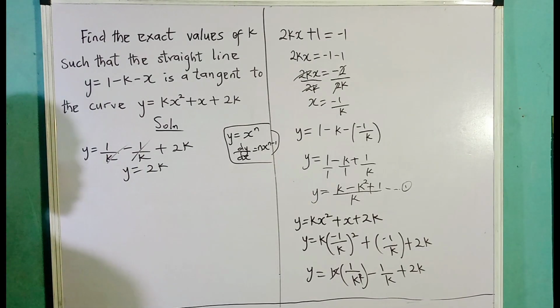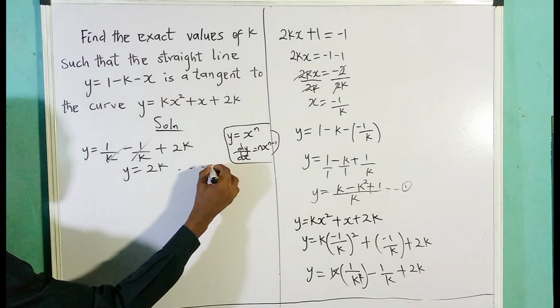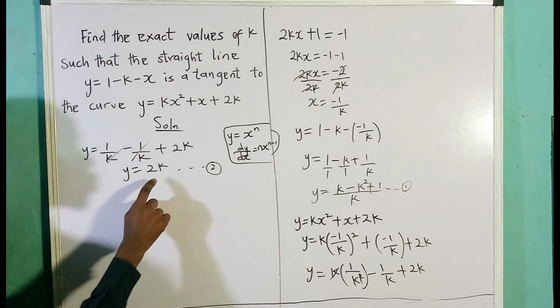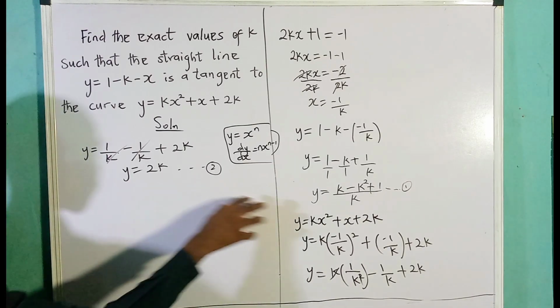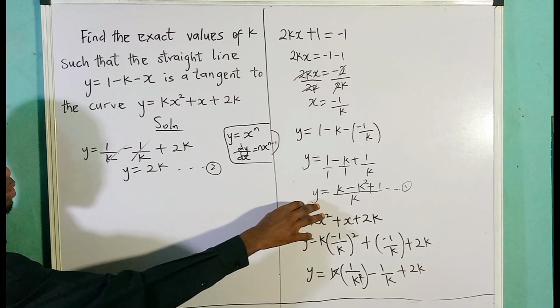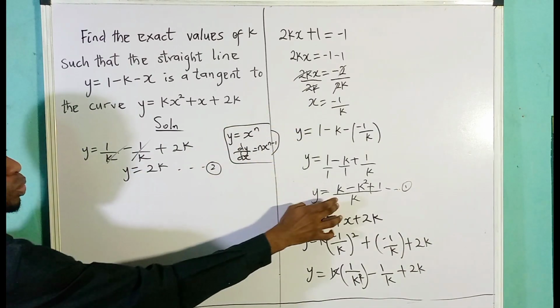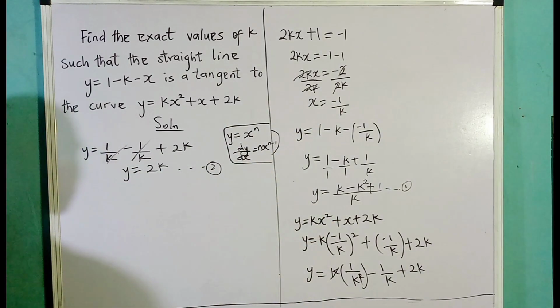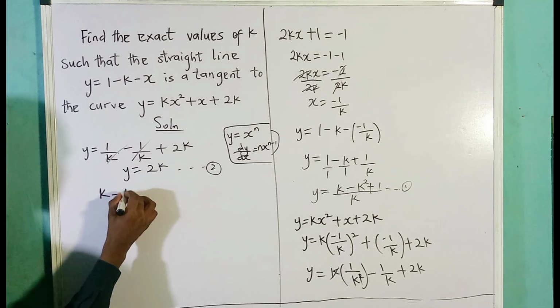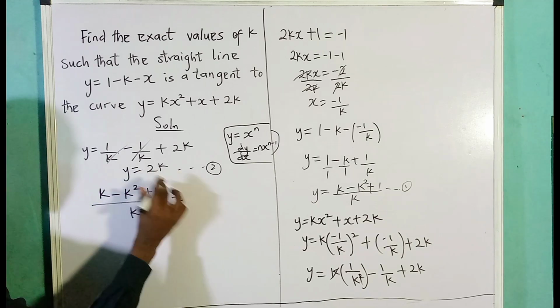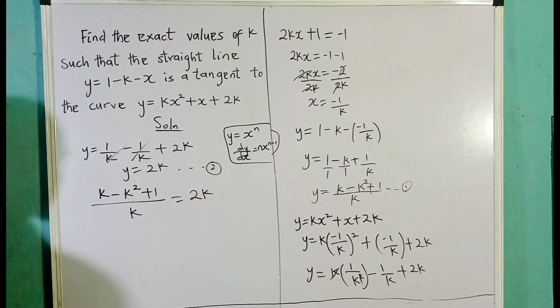So now what I'm going to do is, I call this equation 1, right? I'm going to call this 2. What I'm going to do is to equate this equation to this. The both of them are the values of y. We already have the value of x, so let's equate the both of them, their y's. So k minus k squared plus 1 over k is equals to 2k.